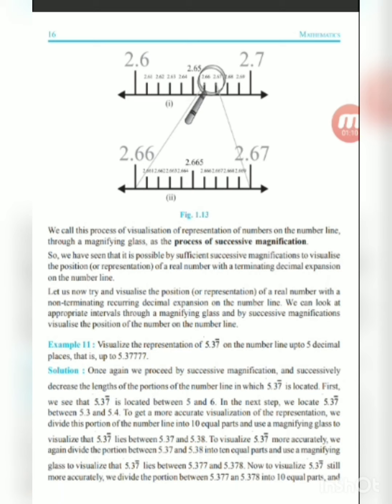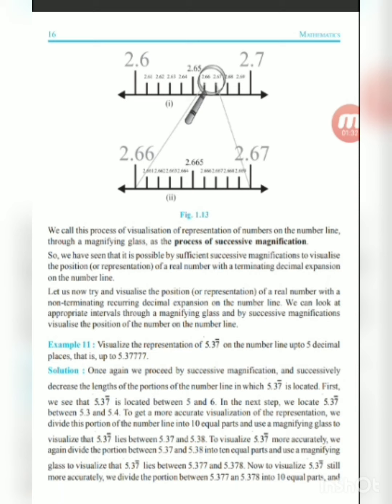Visualize the representation of 5.37 bar on the number line up to 5 decimal places. That means 5 decimal places, the meaning of this is after the decimal there are 5 digits. So our number is 5.37777, 4 times 7. Here you can see this.